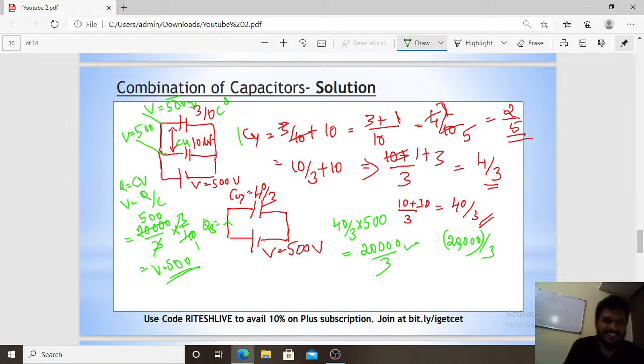Now this is C4, right? Find the C4 value, and then we can find out Q4. Q4 is nothing but V into C4. So V is how much? 500 into C4, that is 10. So Q4 value will be 5000 microfarad. So we got one answer.